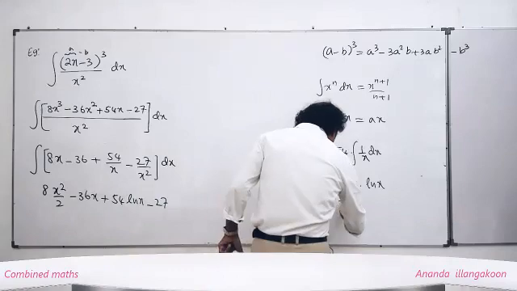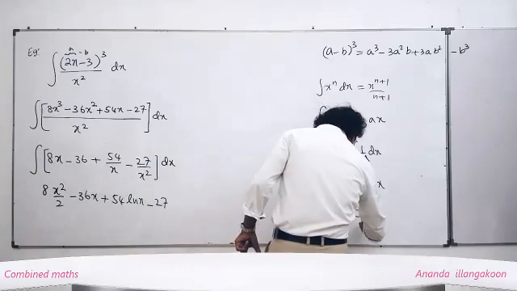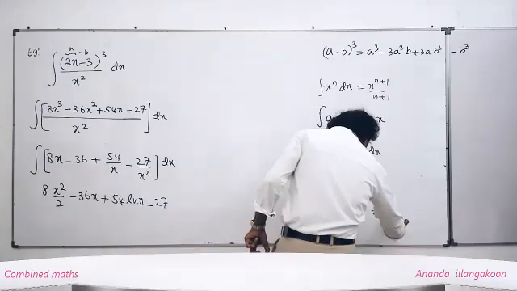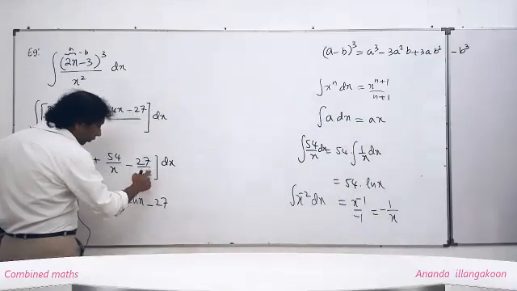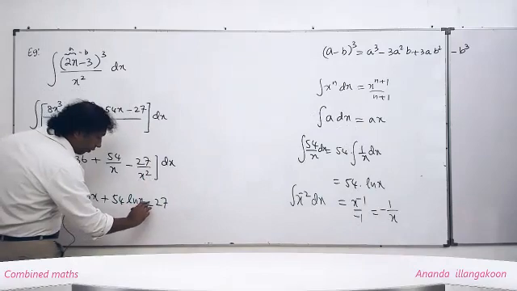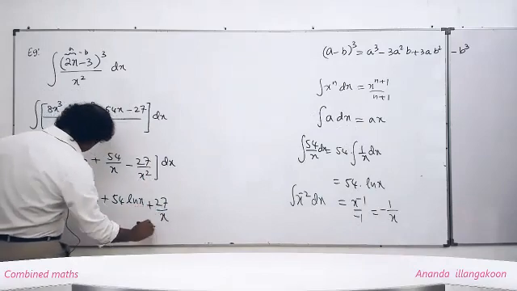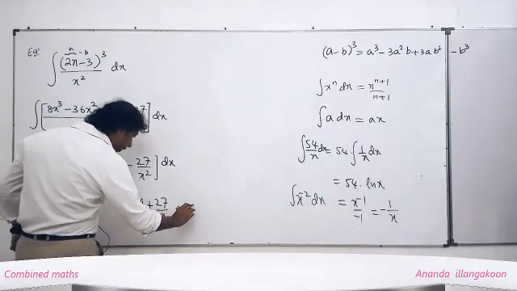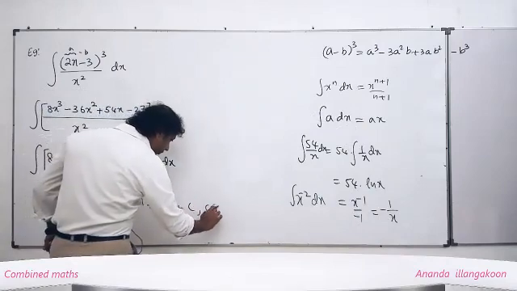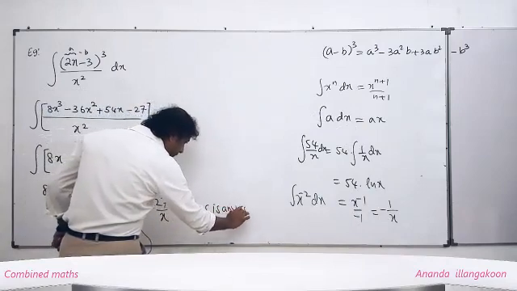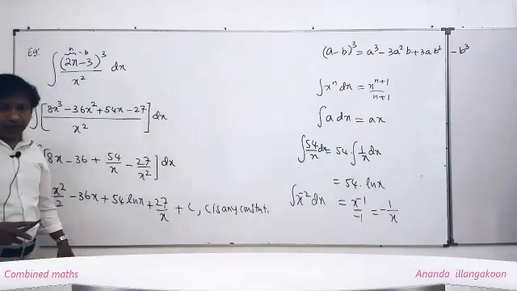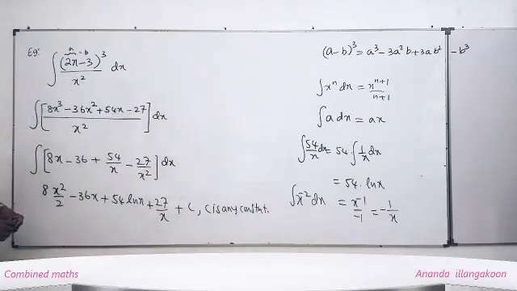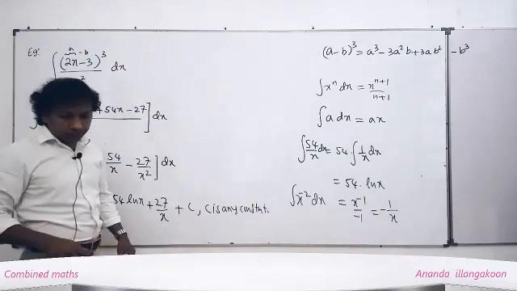Then what do you get? x power minus 1 divided by minus 1. This is nothing but minus 1 over x. For this one, when you integrate, we get minus 1 over x. Then with this one, we get plus, and people write C is any constant. C is any constant. Like that, you can take this answer.